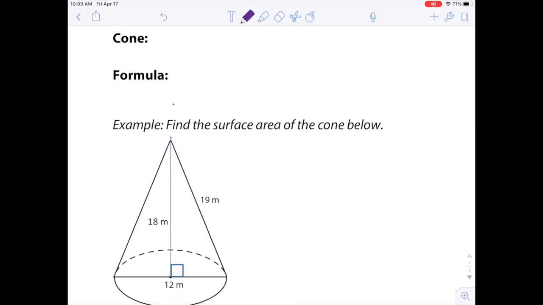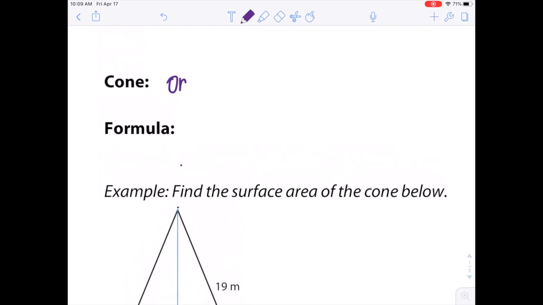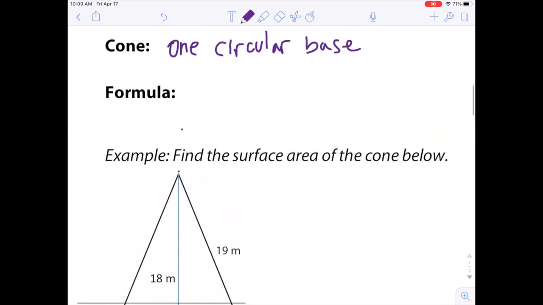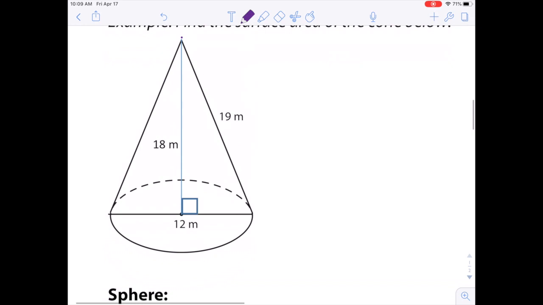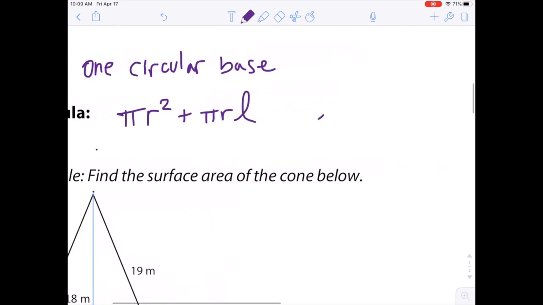The next shape we've got here is the cone. The cone has one circular base. And I think a lot of us know what a cone looks like. We've eaten enough ice cream in our lives, I'm sure. Anyway, the formula for a cone is pi r squared. That represents the circle on the bottom. And then the curvy part, which if you unfold it kind of looks like a big slice of pie, is pi r l.